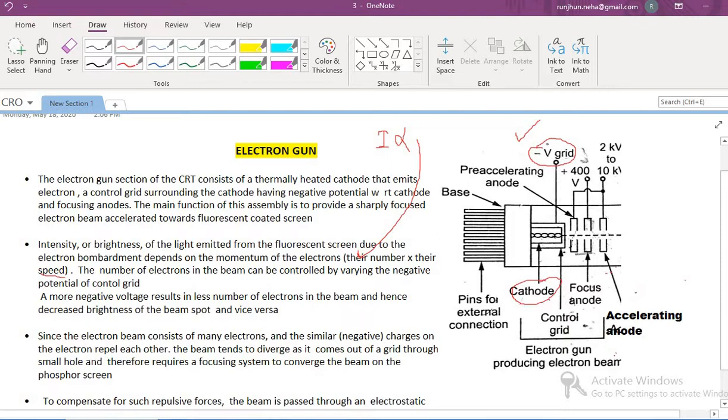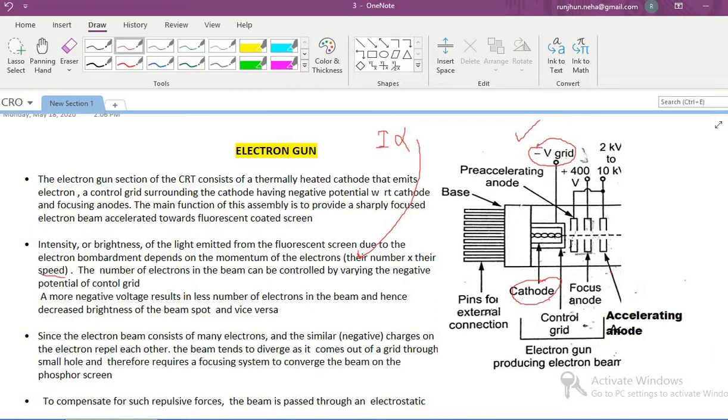Let's see here. We know that electrons consist of negative charges. So, a more negative charge on the control grid will repel the electrons, thereby reducing the number of electrons and hence the intensity. Similarly, a positive potential on the control grid, that is, a less negative potential, will increase the number of electrons, therefore increasing the intensity.